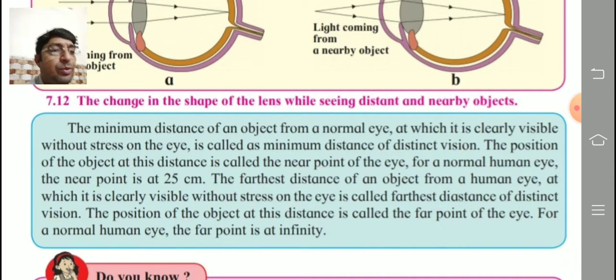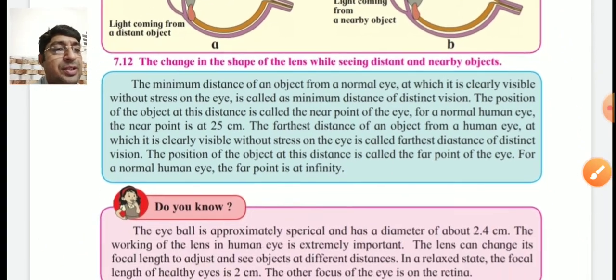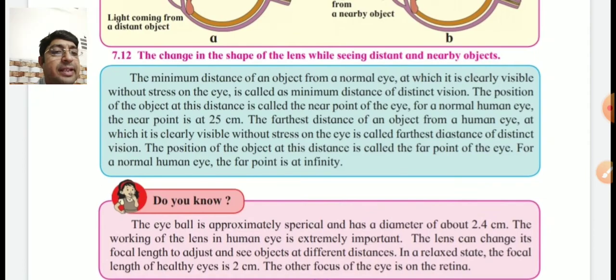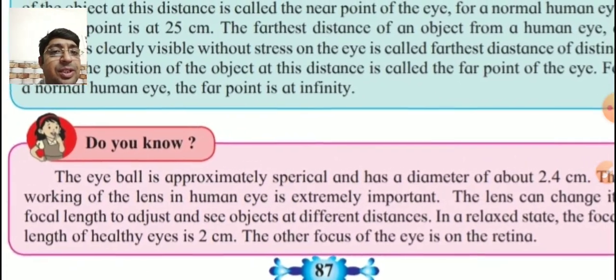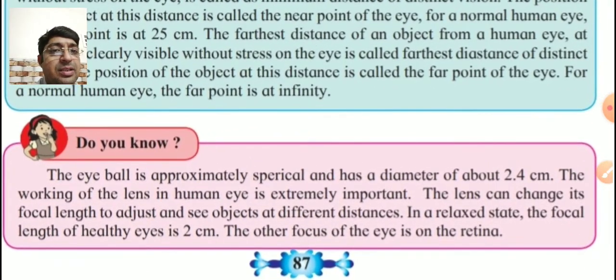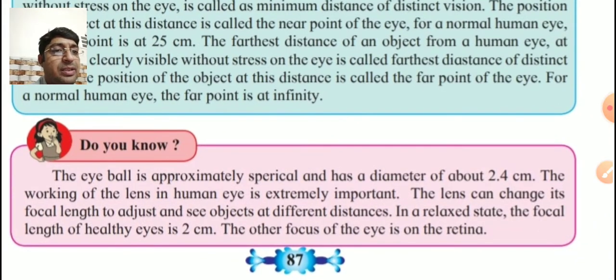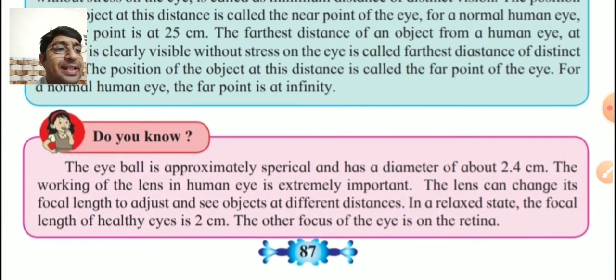So these are the four points given in this box. You write and define them separately. Remember these concepts. The eyeball is approximately spherical and has a diameter of about 2.4 centimeter. The working of the lens in a human eye is extremely important. The lens can change its focal length to adjust and see objects at different distances.